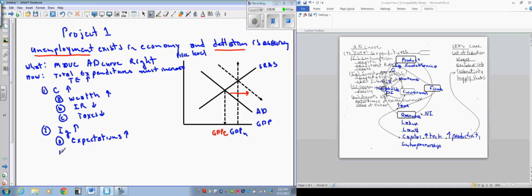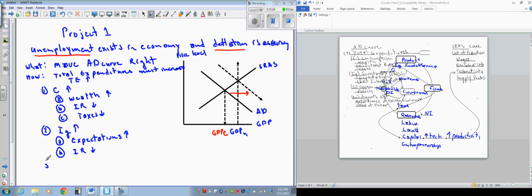The second thing that people look at when they're doing investment is interest rates. Now, interest rates have to decline because when you compare the interest to the expected rate of return, then you decide to invest. So if interest rates fall, you will invest more, so investment will go up, total expenditures up, AD right.